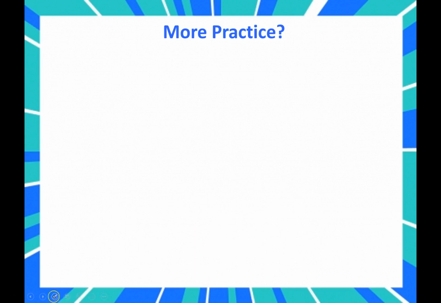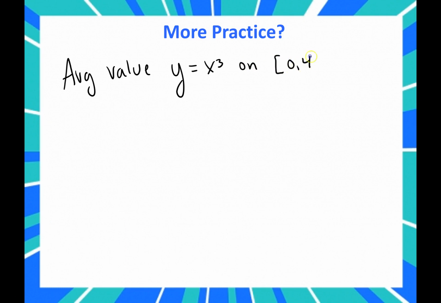Let's go ahead and do the average value of y equals x cubed on, we'll go 0 to 4. So just quickly thinking about what this graph looks like, we know that the x cubed function goes like this and then like that. And so we're trying to figure out from 0 to 4, and so we don't care about that section.